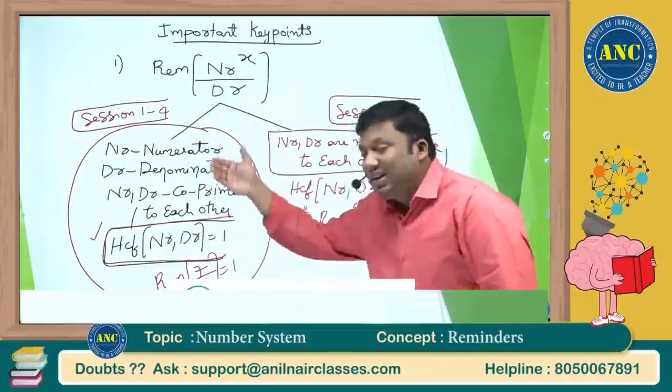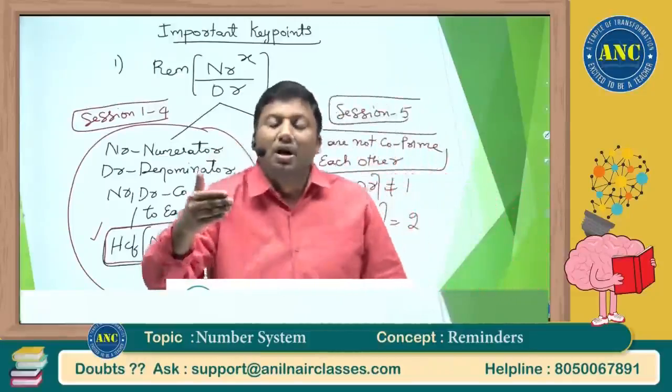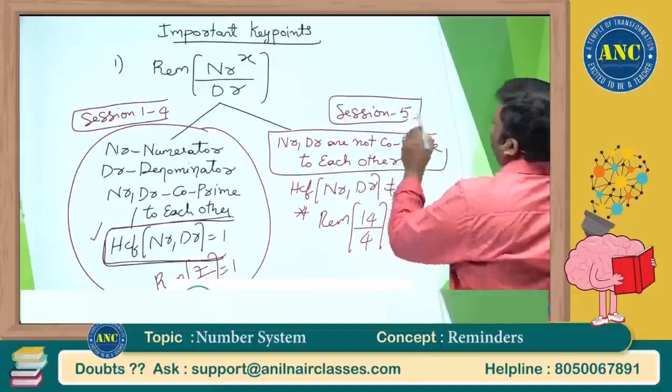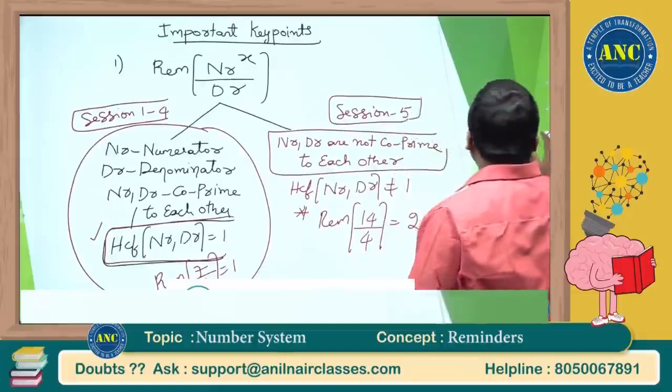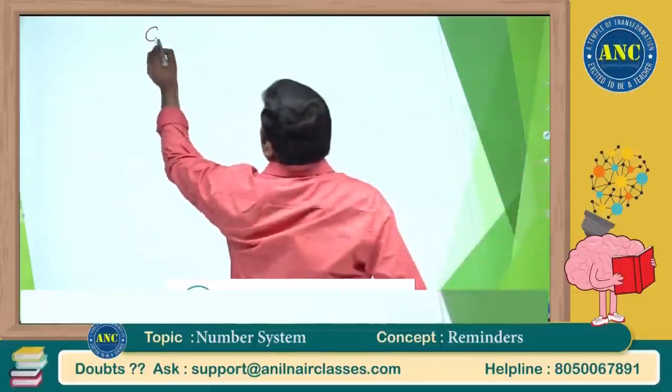In sessions 1 to 4, we discussed all the cases where the denominator is a prime number or a composite number. Session number 5: when the numerator and denominator are not co-prime to each other. First concept.